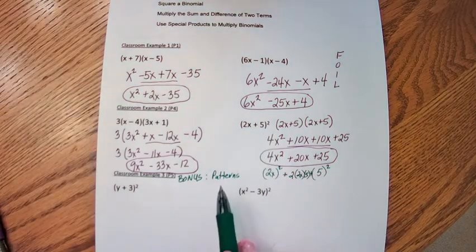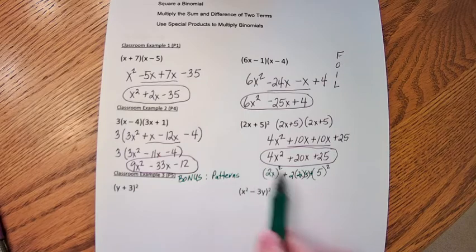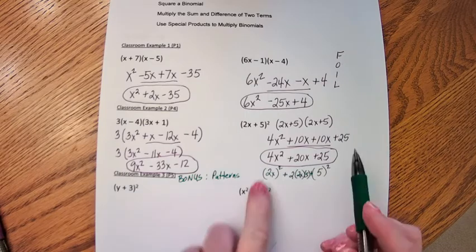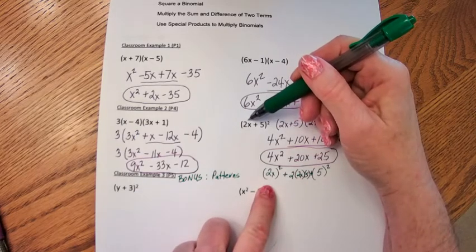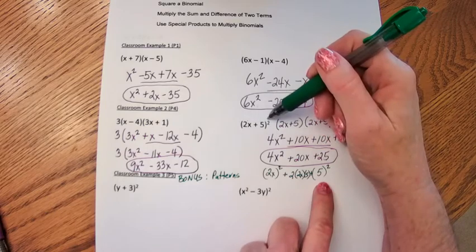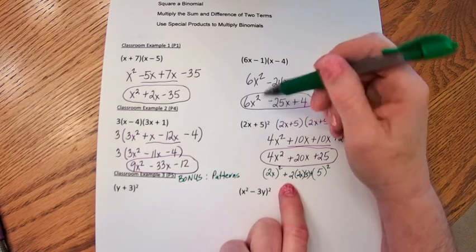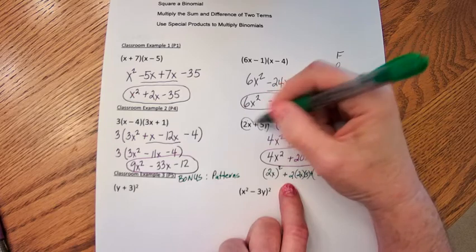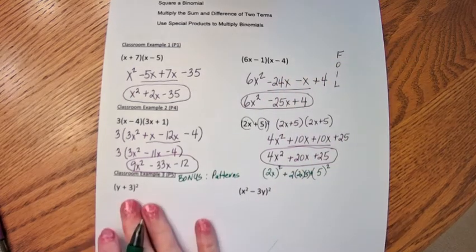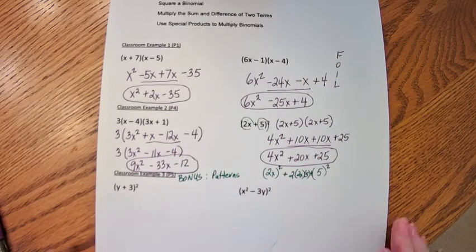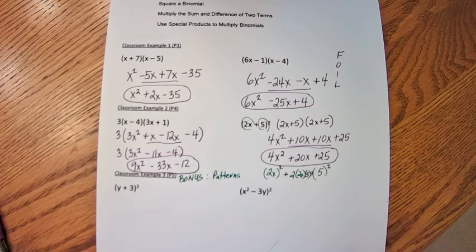Here's the sum of a square. If you like remembering this pattern, the first term is square the first, the last term is square the last, and the middle term will always be 2 times multiplying these two together. So we're going to practice this here.